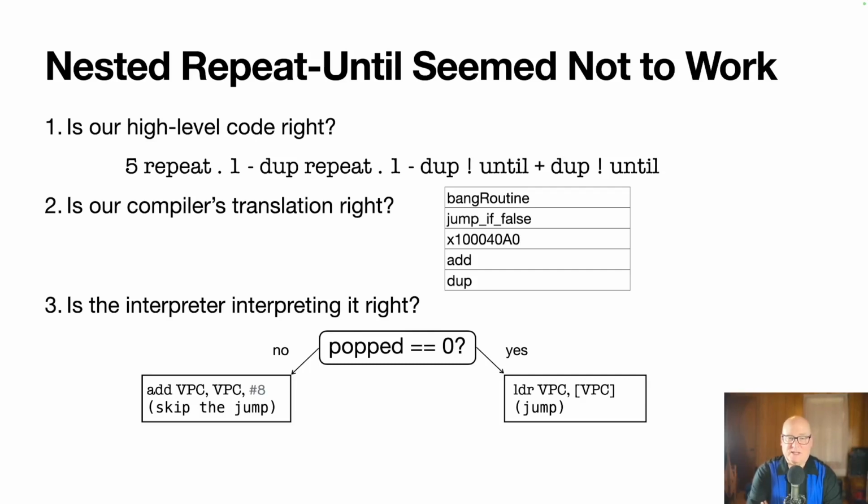And jump if false, it pops the value, checks it for 0. If it is 0, it loads the virtual PC with the contents at the virtual PC, which is pointing to that address. Or it skips it, in which case it just adds 8, and so it skips over the address, etc. Any of these could be wrong.